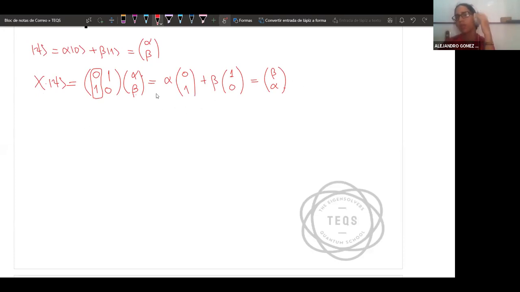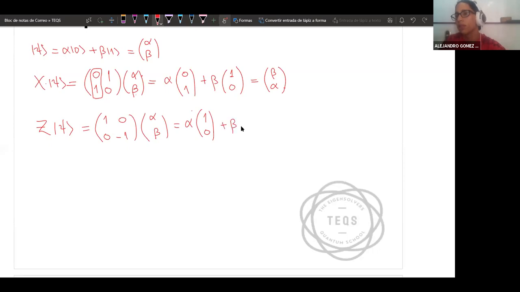Okay, so you can do the same with the Z gate or the Y gate. Let's take the Z to take another example. So this is 1, 0, 0, minus 1. So this is alpha, beta, and alpha times the first column, 1, 0, plus beta, the second column, 0, minus 1. So we get alpha, minus beta. So if we write it in Dirac notation, I think I can write it directly. So this is alpha zero minus beta one.